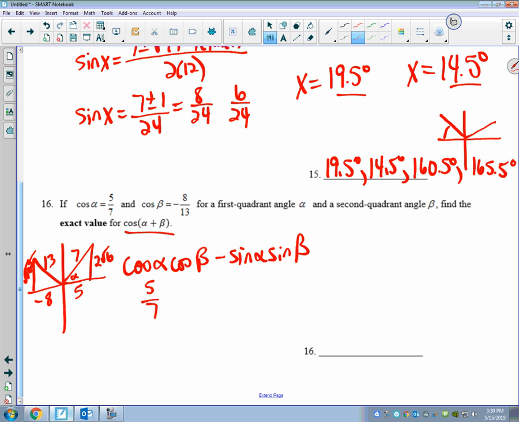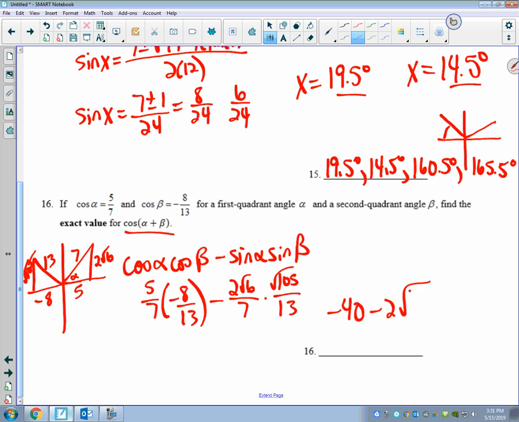So then I just do that. Cosine of alpha is 5 over 7. Cosine of beta is -8 over 13, minus sine of alpha is 2 square root of 6 over 7. And sine of beta would be square root 105 over 13. So I get negative 40 minus 2 times the square root of 630 over 91.